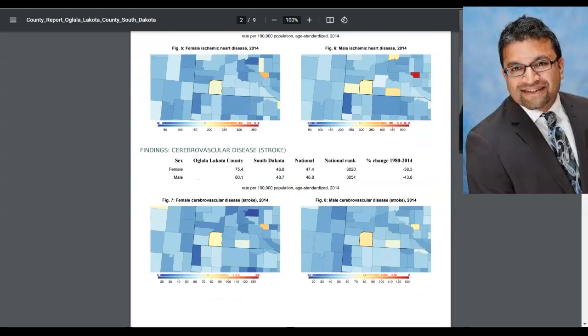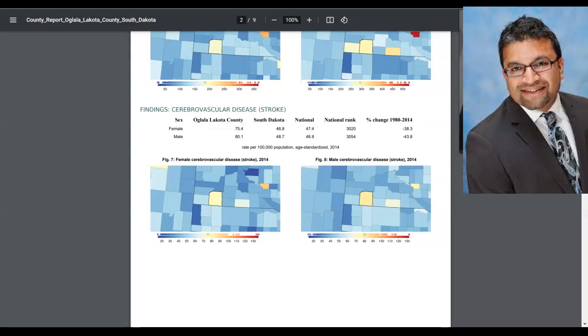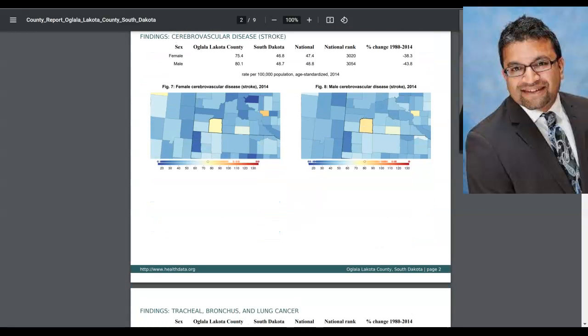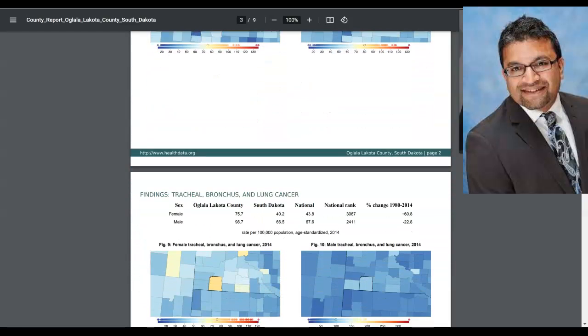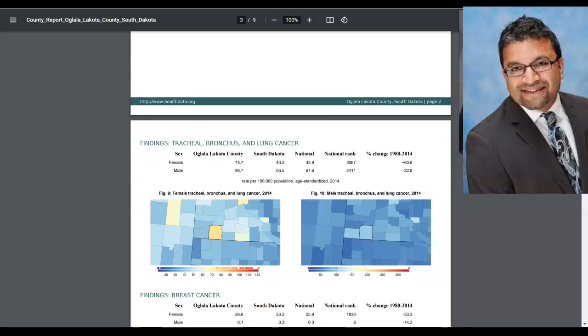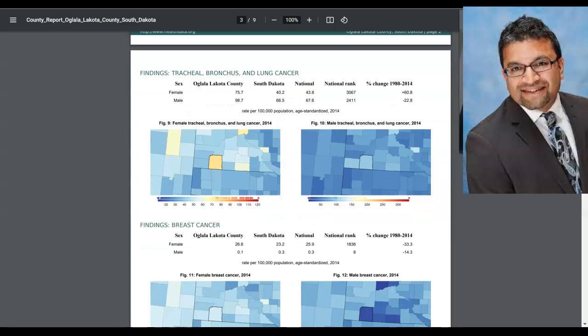So if we look further, cerebral vascular disease, strokes, those are also a reflection of overall health within the county. And again, in males, this is something that is seen higher. And so if we look through cancer, also in males, there are much higher incidence, but also females, much higher incidence of lung cancer within Oglala Lakota County than South Dakota. But let's take a look at what's happening to the trends here.